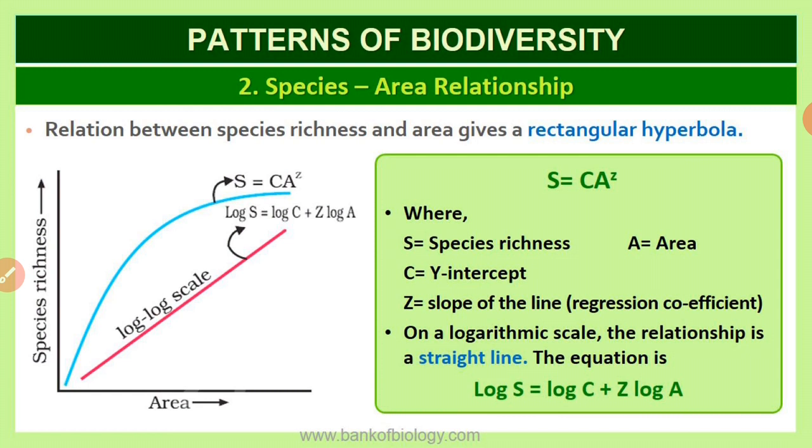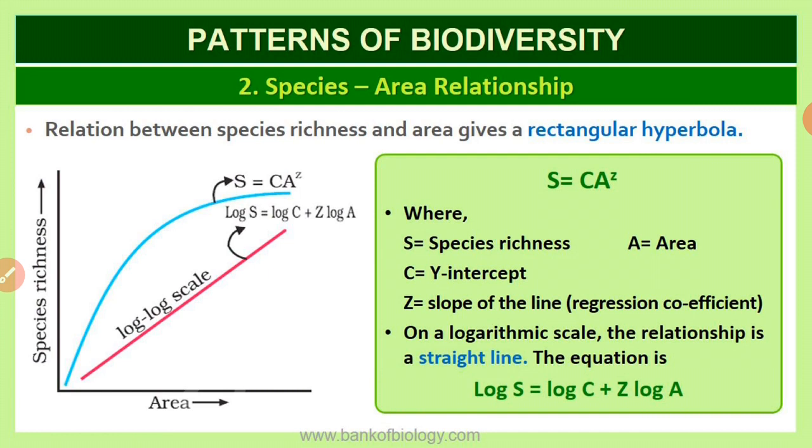You can see on one side of the graph the species richness is given and the area is given on the other, and you find a straight line on the logarithmic scale. The relationship is a straight line and is explained by this equation: log S equals log C plus Z log A.